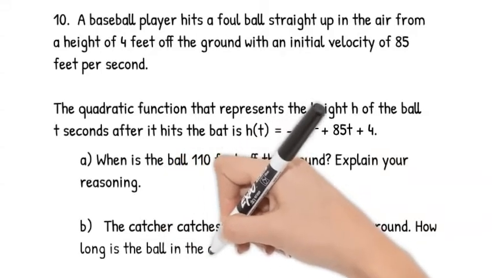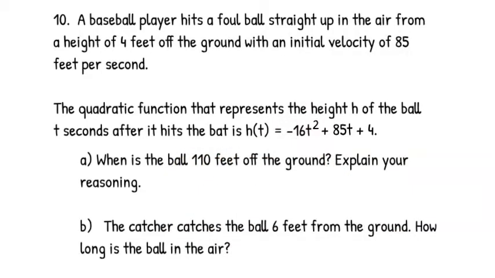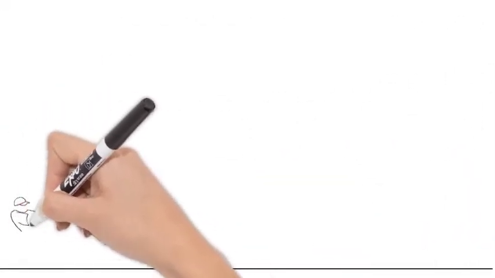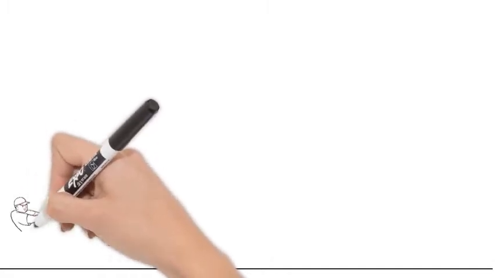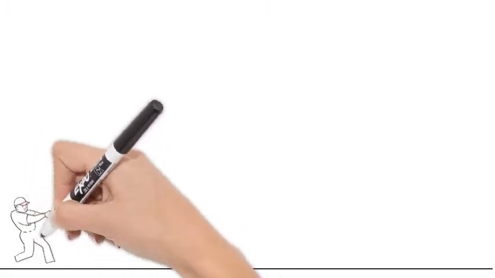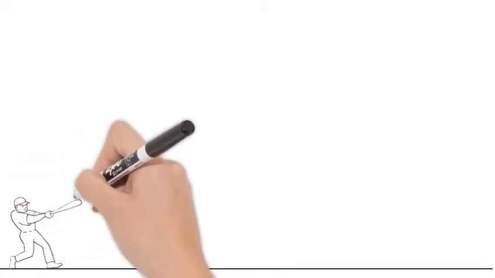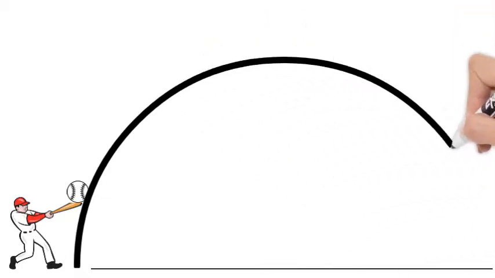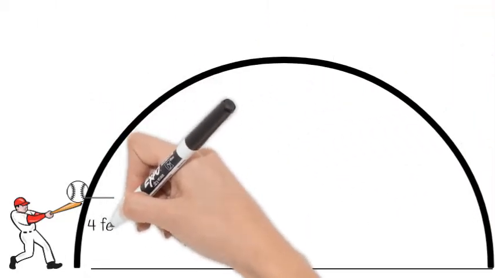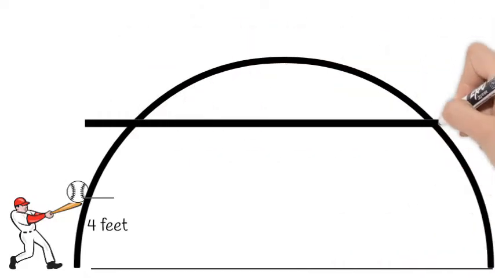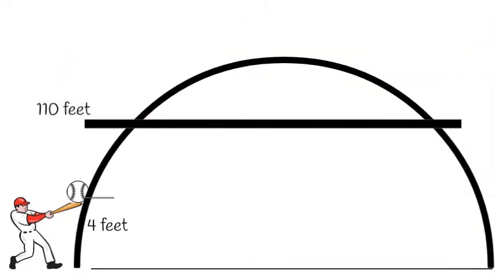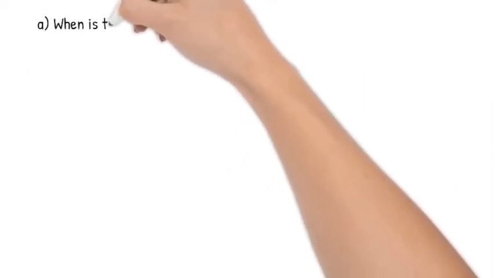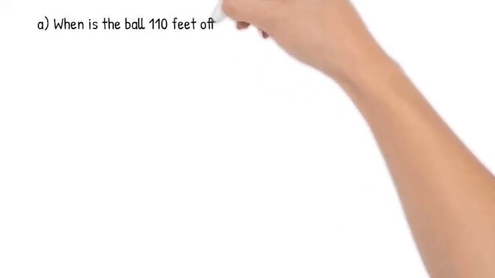So let's start this off by drawing a picture of what we're talking about. So if we have the ground and we have this player, he's batting over here. And he hits the ball, and it goes in an arc, okay? Obviously, this is not to scale, but he hits the ball 4 feet off the ground. We want to know when the height is 110 feet. So I want to know when that arc crosses that line. So we start by solving for A. When is the ball 110 feet off the ground?